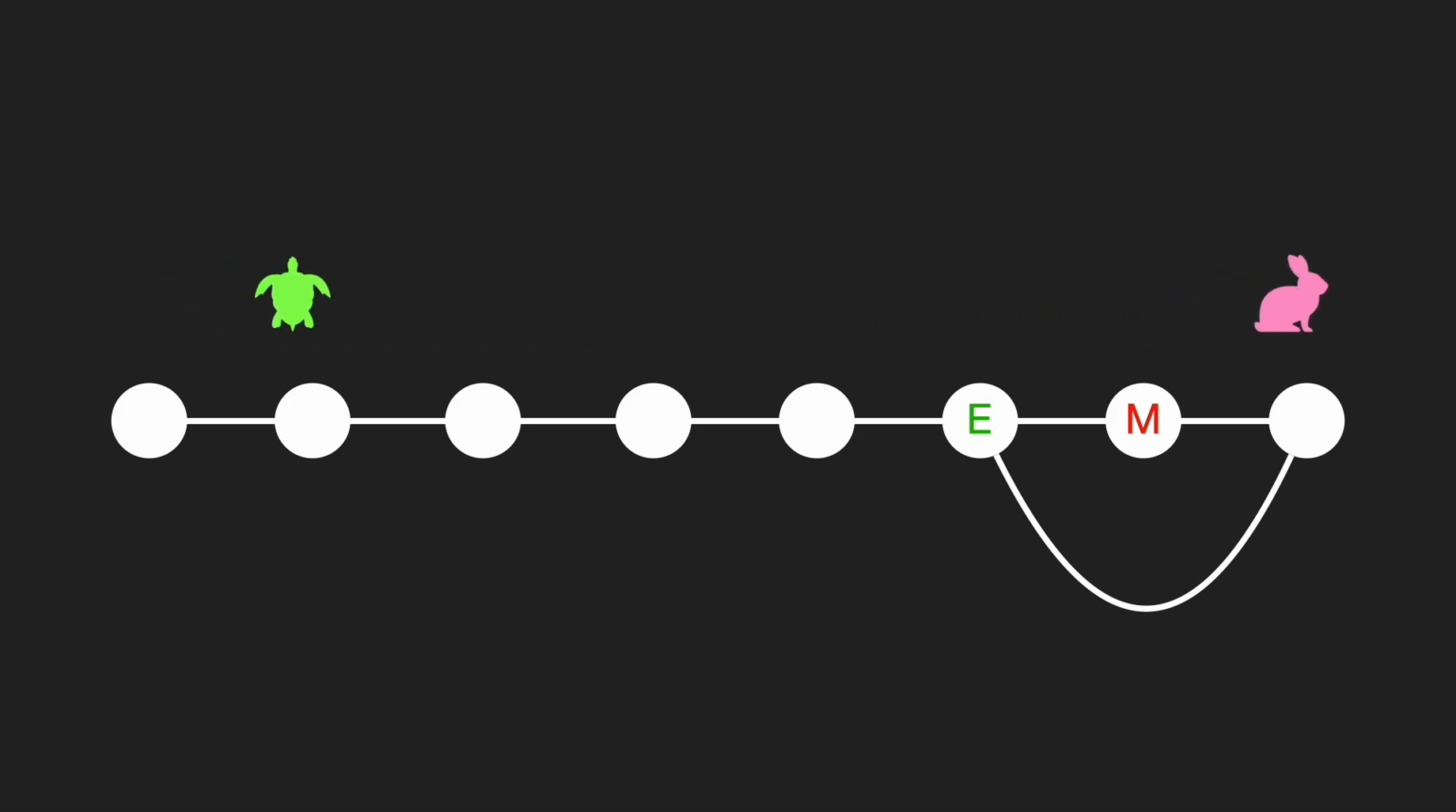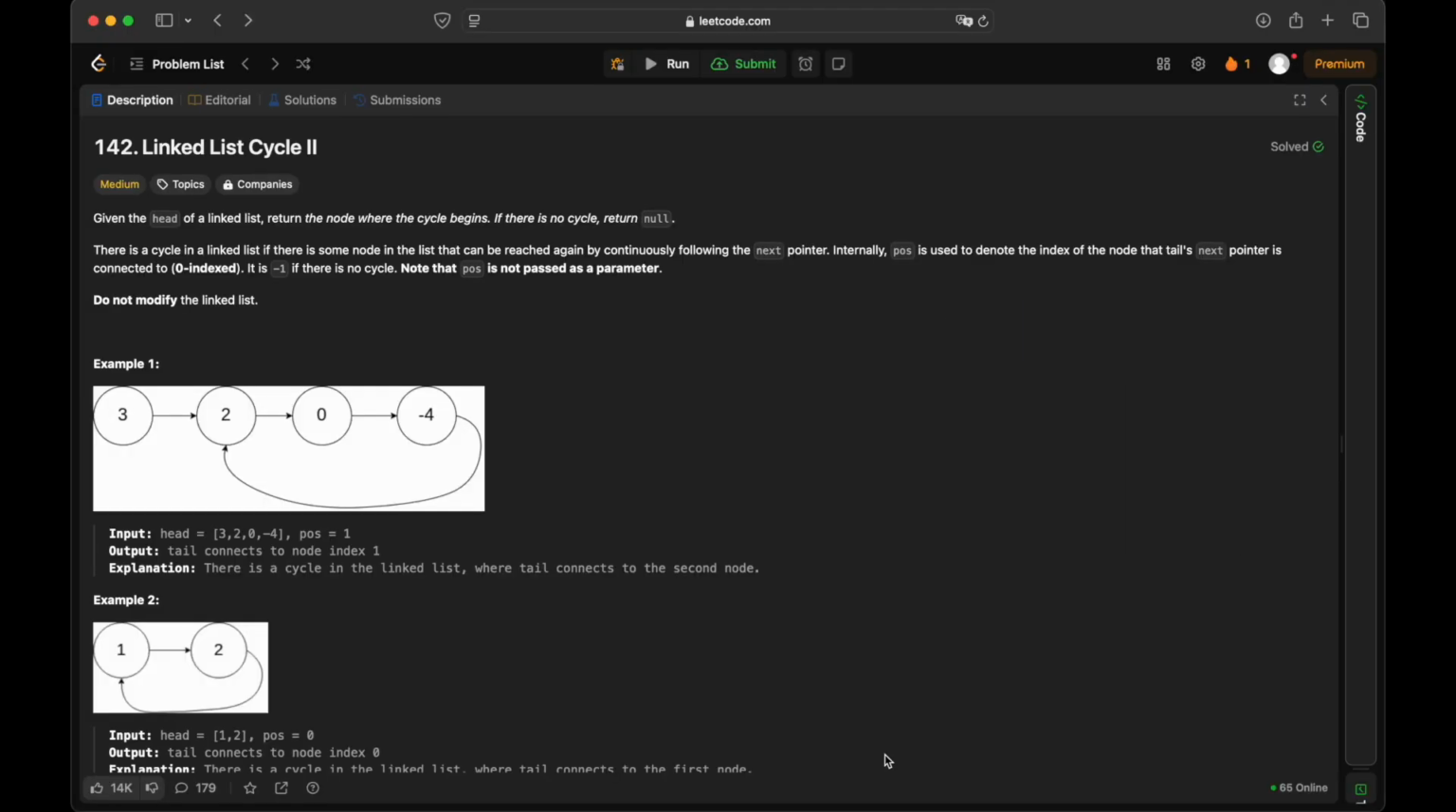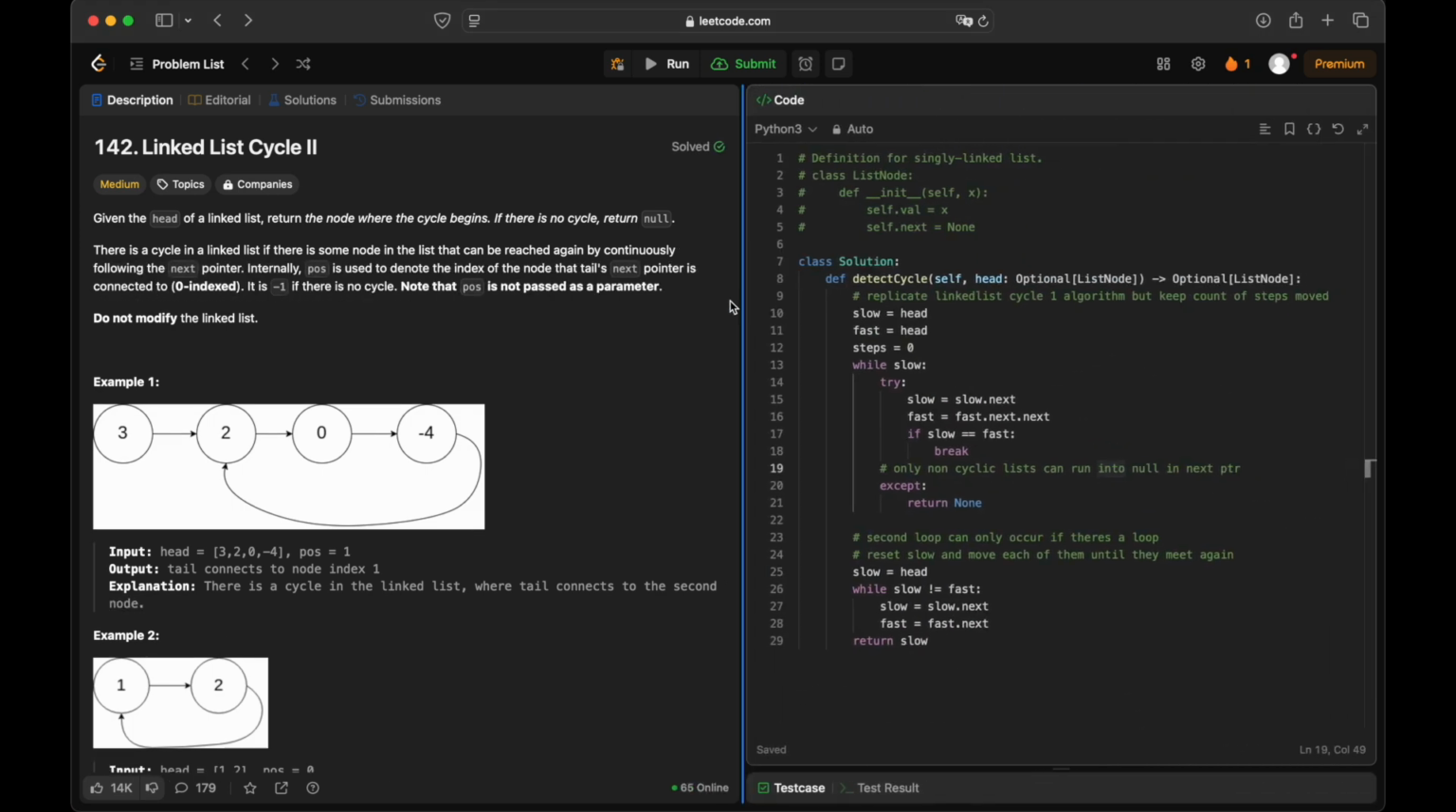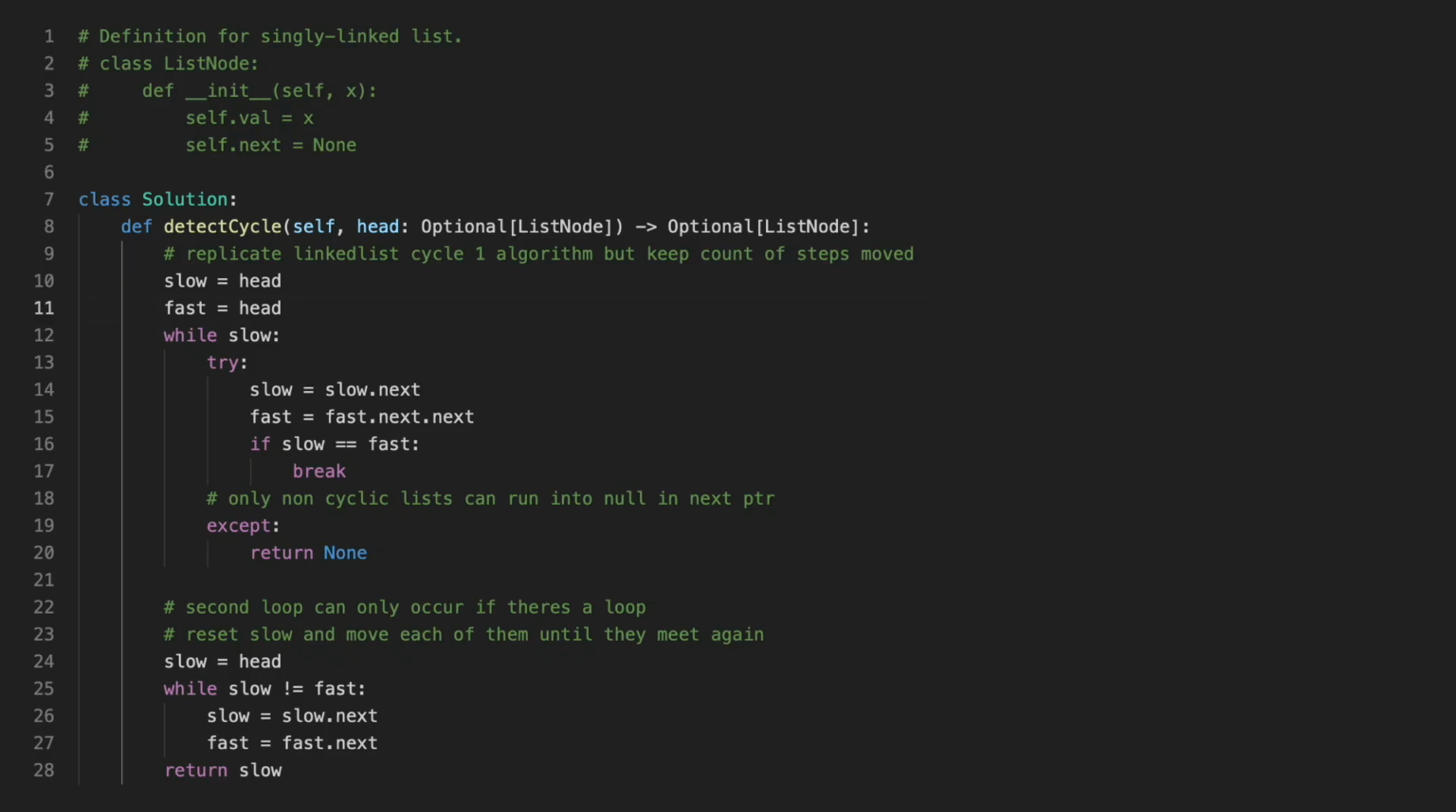They travel step by step. And when they meet again, the slow pointer has traveled distance x and the fast pointer has traveled distance z. And since distance x is the distance from the head node to the entry point, we know that when they meet again, that node will be the entry point node. That is the difficult part done. If you understood all of that, then great. I'll give you time to try coding up the solution for yourself. But if you just want to see the solution right away, then here it is. Let's analyze the code now.